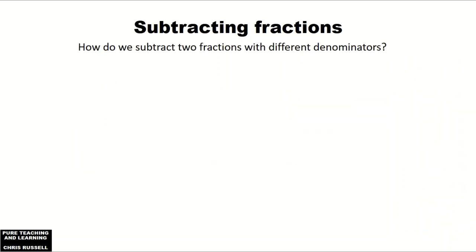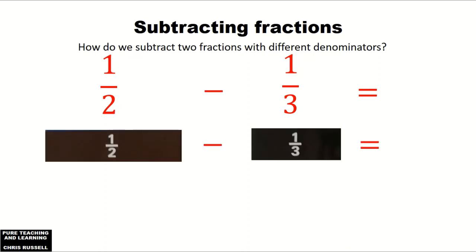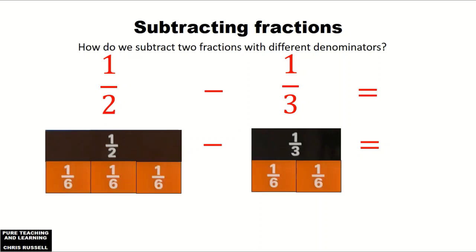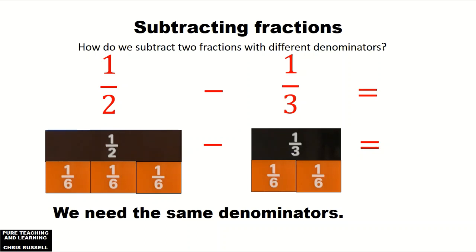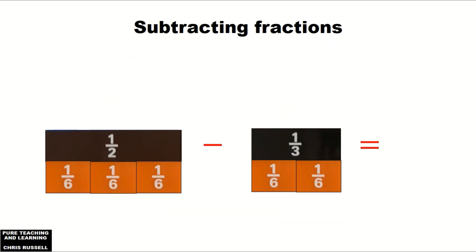Okay, subtracting fractions. So with adding and subtracting fractions, you always need the same denominator. So we have 1/2 subtract 1/3. Again, we have the physical representations of 1/2 and 1/3. We can split them up into 3 lots of 1/6 and 2 lots of 1/6 because 6 is the lowest common multiple for 2 and 3. And we need the same denominators when we're subtracting or adding fractions.